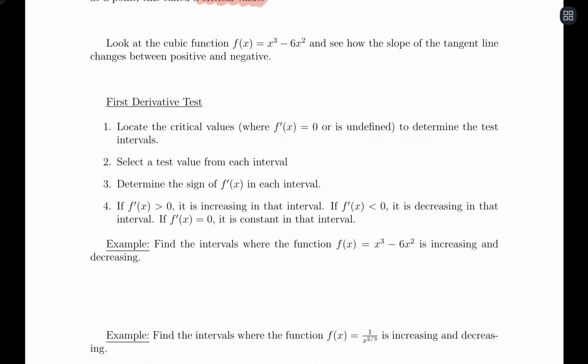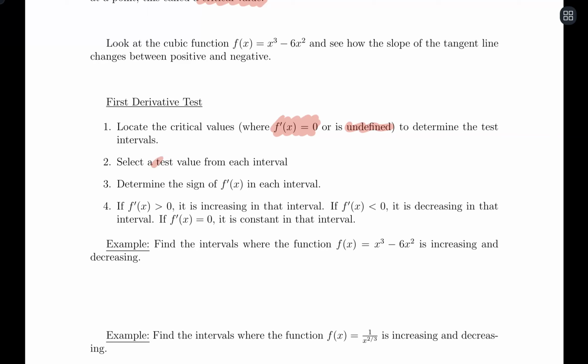So the first derivative test allows us to find intervals where our function is increasing and decreasing without graphing our function, and we can do this using the derivative. So our first step is to locate the critical values. So what we're going to do is look for where our derivative is equal to 0 or undefined. So we're going to find all of those spots.